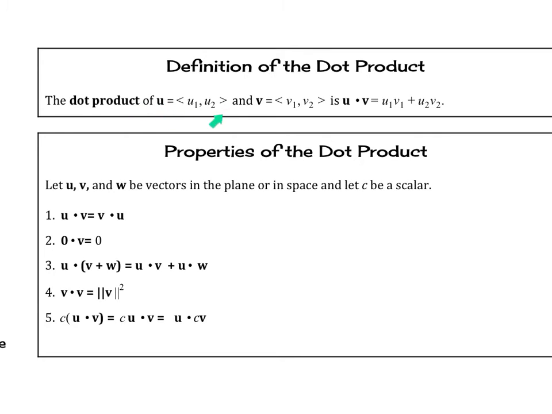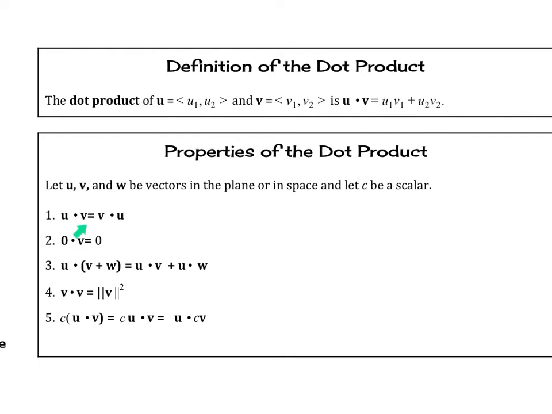The dot product of u, which is u1, u2, and v, which is v1, v2, is u times v, where you multiply u1 times v1 and add it to u2 times v2. So it's not just multiplying them all together, it's multiplying the horizontal components, or the x's, and the vertical components, or the y's.